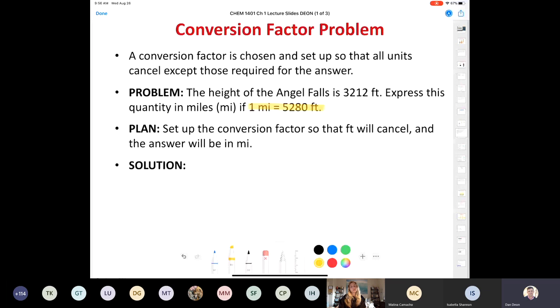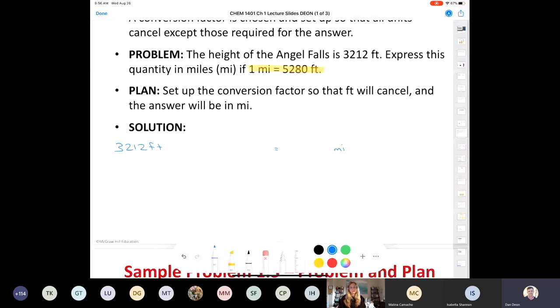So let's get this thing set up. I like to use what's called dimensional analysis, and I'm sure that many of you are familiar with it. We're going to start with what we're given, 3,212 feet, and we want to end up with the number of miles. Right away we have the wrong units. We have feet, and we need to multiply by something to get rid of feet. In that conversion factor, we would want feet in the denominator so that we could cancel out the numerator of what we are given.